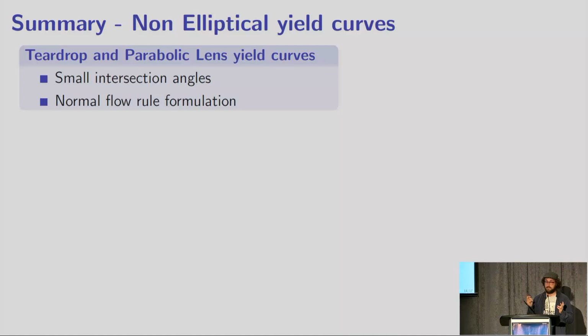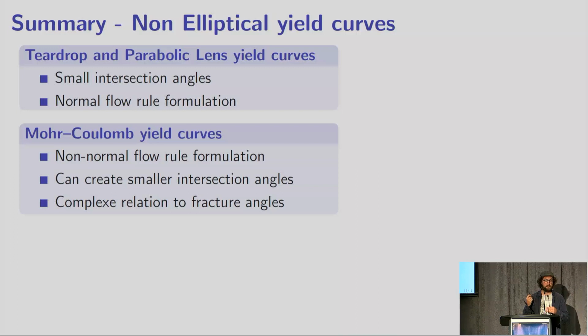As a summary, I would say that with the teardrop and parabolic lens yield curve, we can reach smaller angles. We use a normal flow formulation, which is good because it's better for numerical convergence. For the Mohr-Coulomb yield curve, we usually have a non-normal flow rule formulation. We can create small angles, but we have this complex relationship between fracture angles and the yield curve.